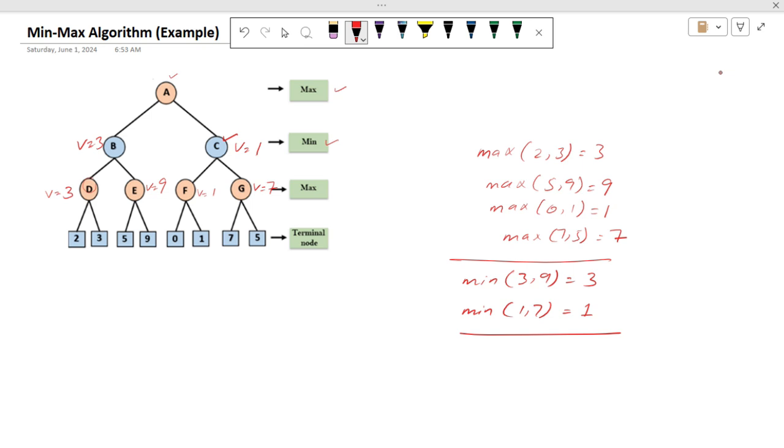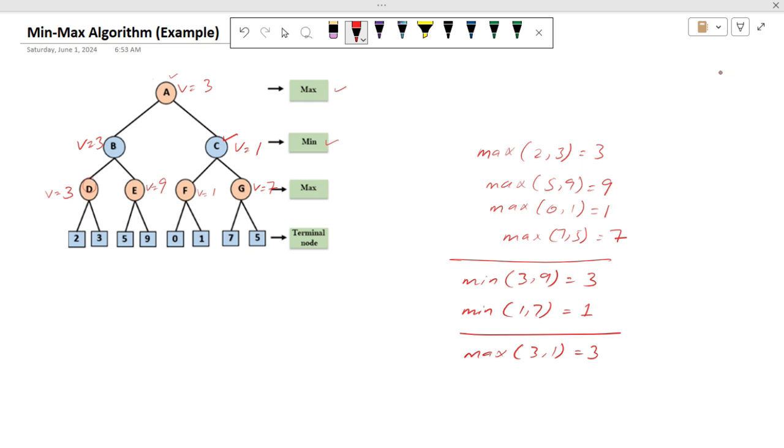As you can see, it is a max node. So here the max function will be applied and the two children of A are B and C. The values of B and C are 3 and 1. The highest value between 3 and 1 will be selected, which is 3. So the value V is equal to 3. So in this way, we have assigned the node values to all of the nodes and their child nodes, starting from the terminal nodes till the initial node.